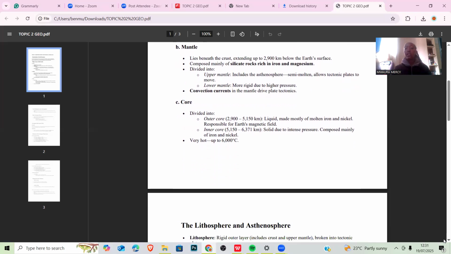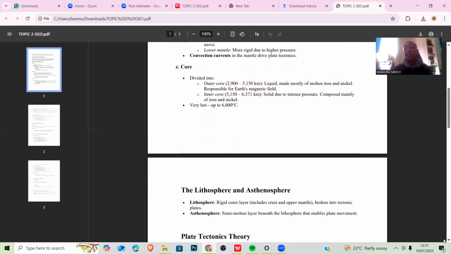There's the mantle. It lies beneath the earth's crust, extending up to 2,900 kilometers below the earth's surface, composed mainly of silicate rocks, rich in iron and magnesium. It is divided into upper mantle and lower mantle. Convection currents in the mantle drive the plate tectonics. We're going to learn about plate tectonic theory in this topic, so we get a better understanding of what plate tectonics are.